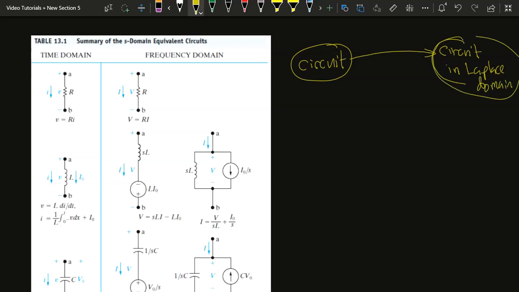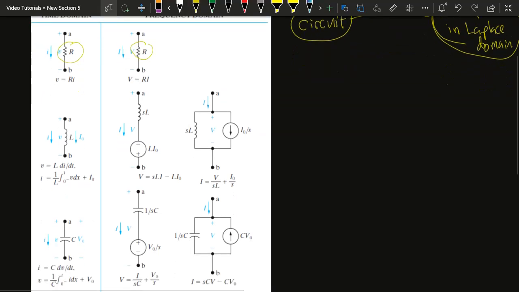And this can be done using the table shown. So what the table says is that every element can be changed by an equivalent model that represents its behavior in frequency domain. So for example, a resistor can be kept as it is. However, whenever you see an inductor, you can change this to either an inductor in series with a voltage source or an inductor in parallel with a current source.